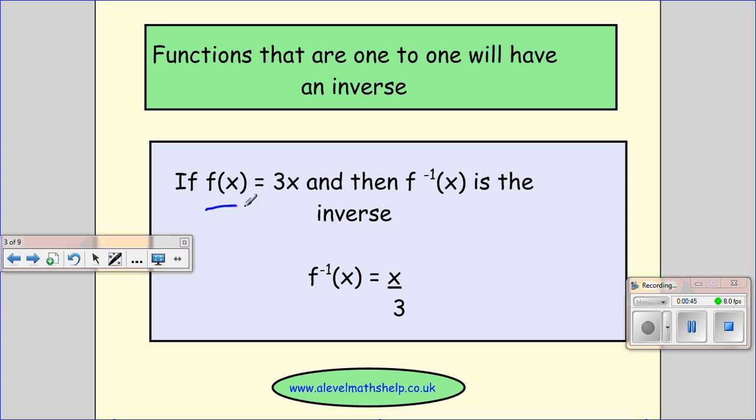Okay, so here's a little example. We have f of x equals 3x. So if we knew the answer was 9, how would we know what the original x value was? Well, we would divide our 9 by 3 and would get back to 3. So we can see the inverse of this is quite straightforward. It would just be x divided by 3.